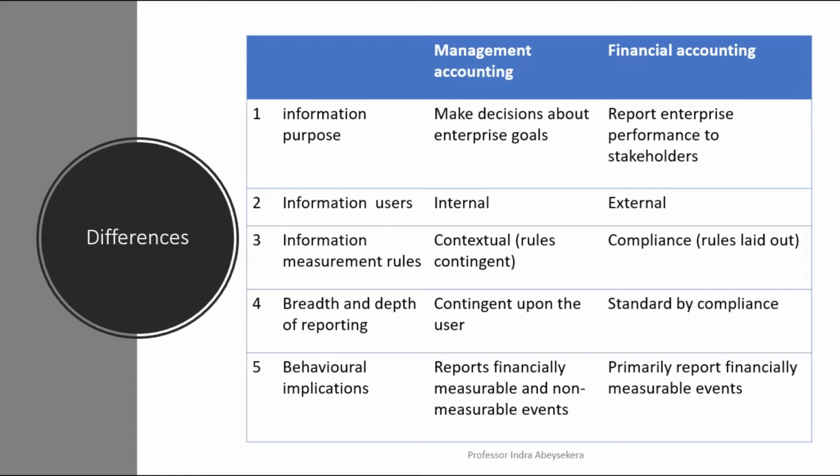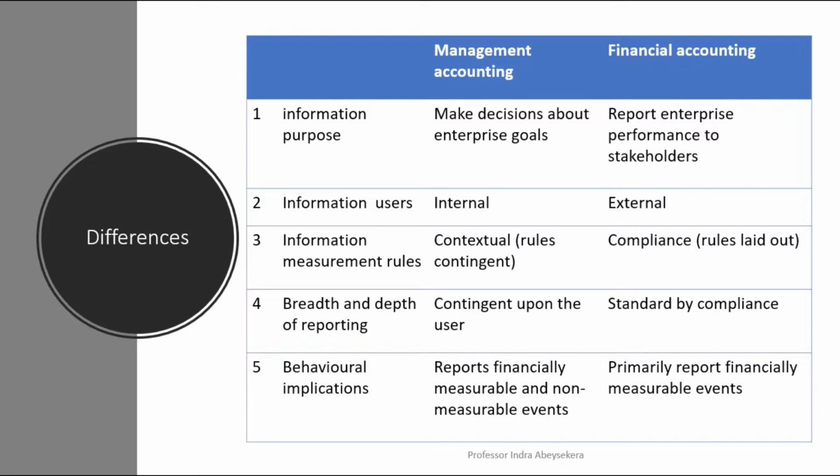There are differences between management accounting and financial accounting. They can be classified into 4 themes. The first is the purpose of information. Management accounting makes decisions about enterprise goals, whereas financial accounting uses the information to report about performance to stakeholders. Second, information uses. Management accounting primarily caters to internal users, and financial accounting primarily caters to external users. Third, the measurement rules of information. In management accounting, it's contextual, it's purpose-driven, and has a time horizon influencing it.